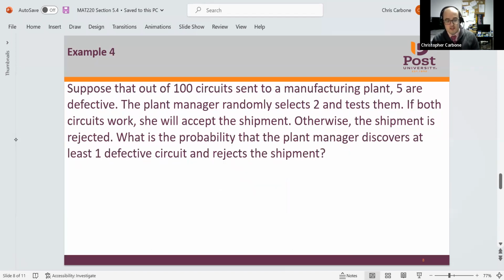Here's another example. Suppose that I have 100 circuits sent to a manufacturing plant. 5 of them are defective. The plant manager randomly selects 2 and tests them. If both circuits work, she will accept the shipment. Otherwise, the shipment is rejected. We want the probability the plant manager discovers at least 1 defective circuit and rejects the shipment. So this is the probability of at least 1 defective.